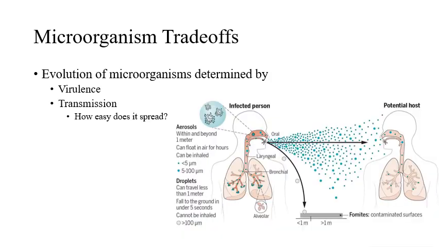The other thing to think about is how quickly and how easily it spreads. Viruses that spread very, very rapidly can afford to be highly virulent. Viruses that do not spread very well have a tendency to not be very virulent. So it's a trade-off between those two things, right?